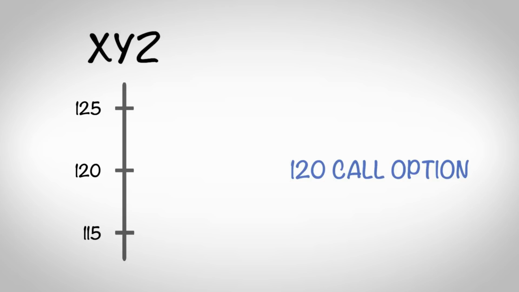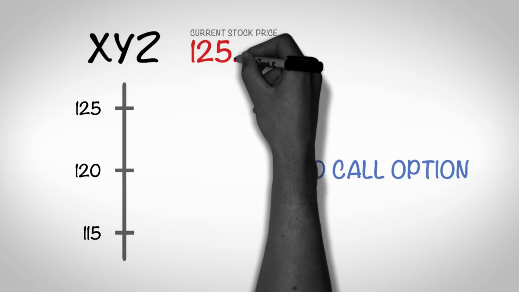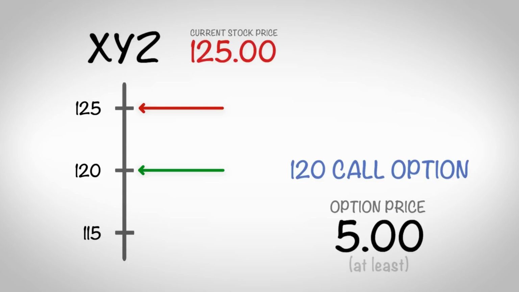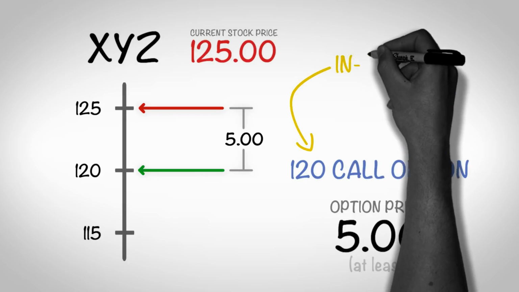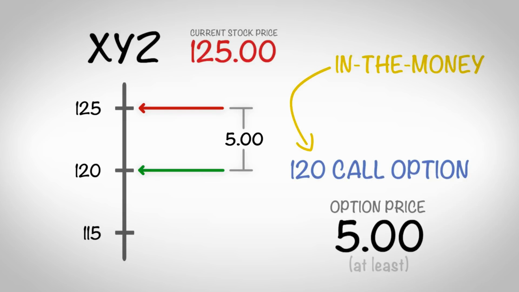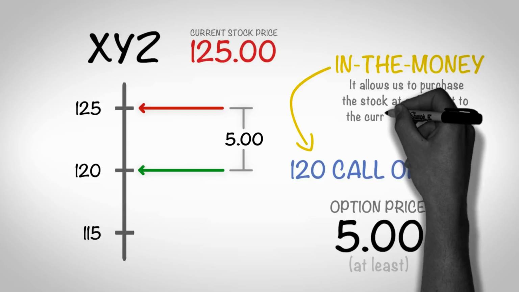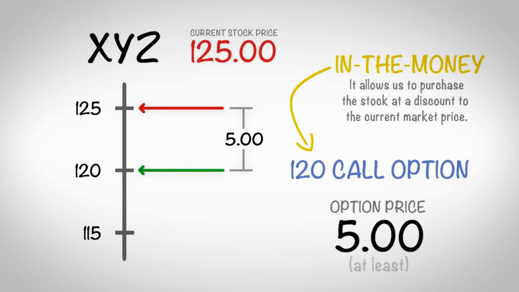So what if the current stock price is at 125 per share? Well, if the current stock price is at 125 and you own an option that gives you the right to buy stock at 120, then that option is going to be worth at least $5, right? Because if you exercise the option, you would have an immediate $5 per share profit. In this scenario, we would refer to this option as being in the money because it has value. It allows us to purchase the stock at a discount to the current market price. So again, this option is referred to as being in the money.